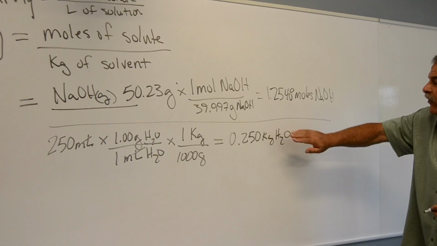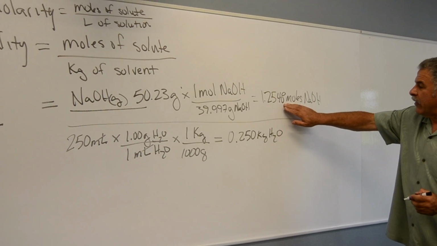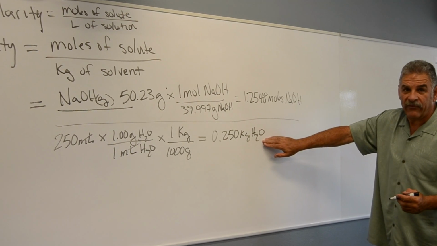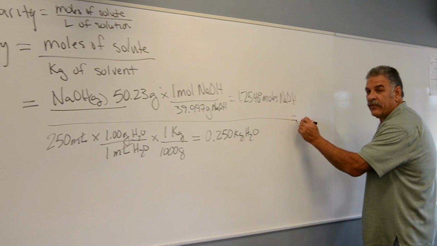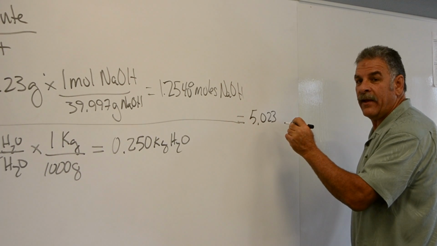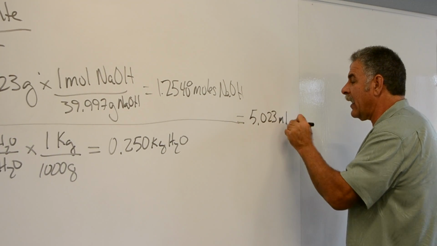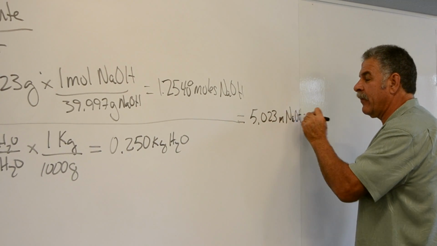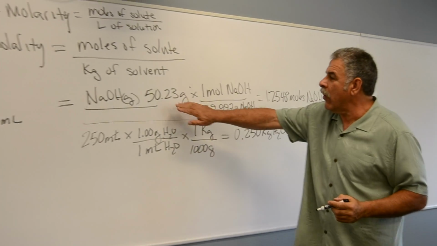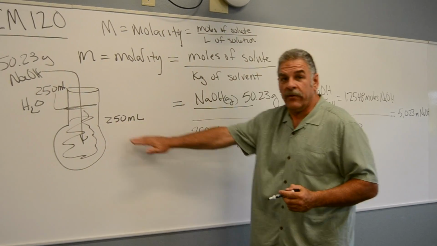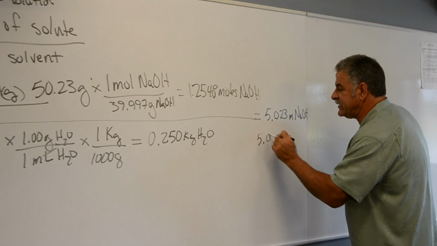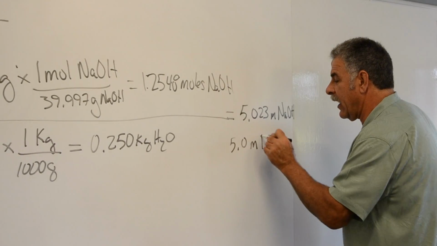So we have our numerator and our denominator. Our numerator in moles of NaOH, our denominator in kilograms of solvent. You do the math on that, and you get 5.023 molal NaOH. And let's check significant figures. We've got 4 and we've got 2. Right? Everyone see that? So 5.0 molal NaOH.